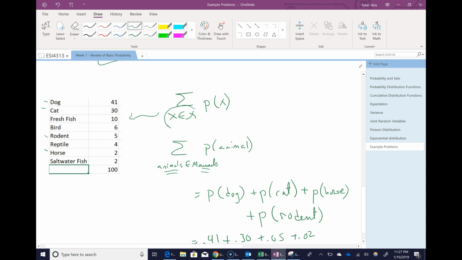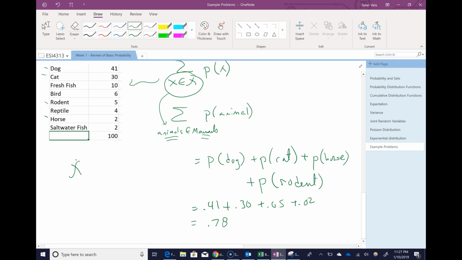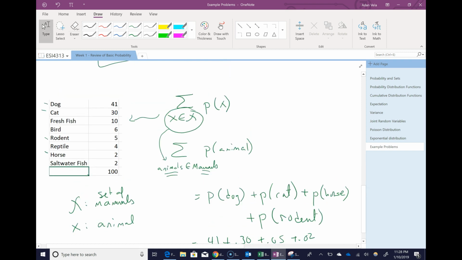So what you see is this is just sort of a shorthand notation. We're talking about elements within a set. So here, our set X was actually the set of mammals, while x is just an animal. So hopefully that brings some clarification of why I was writing the sum of probabilities in this way. All right.